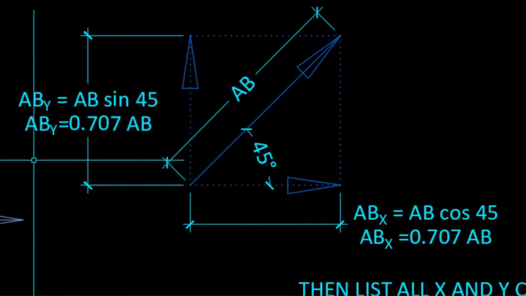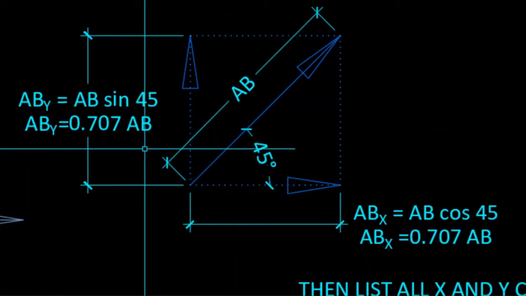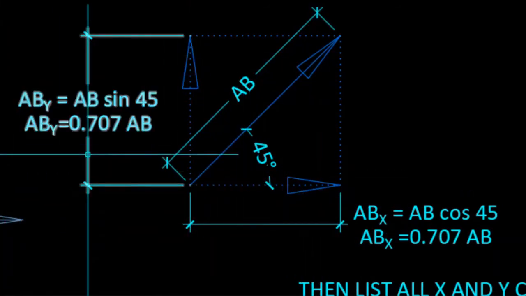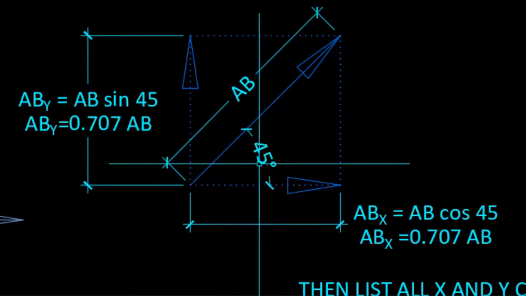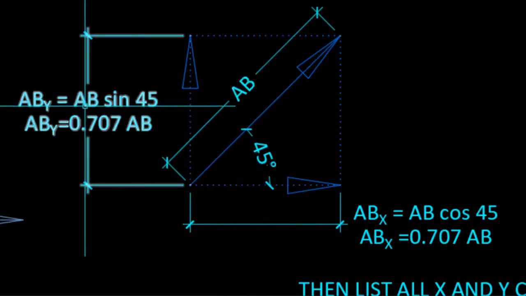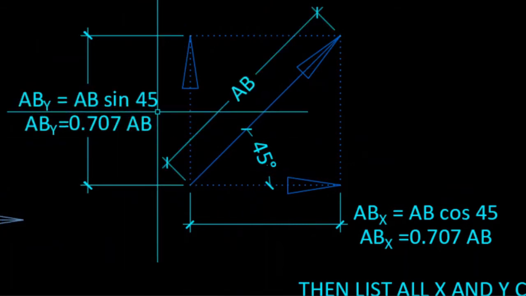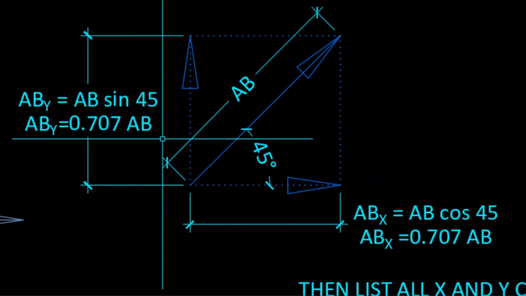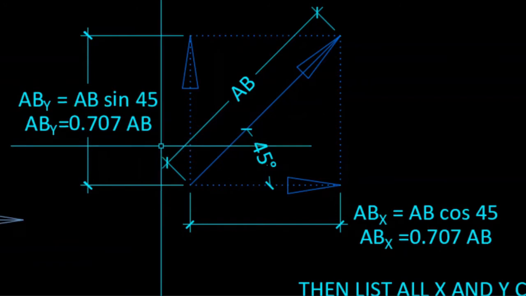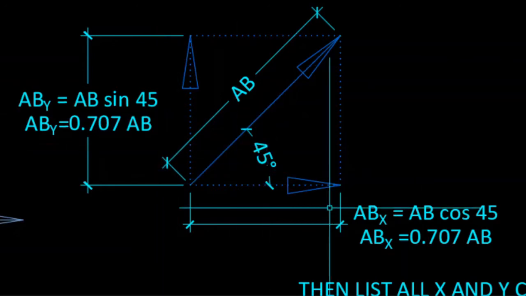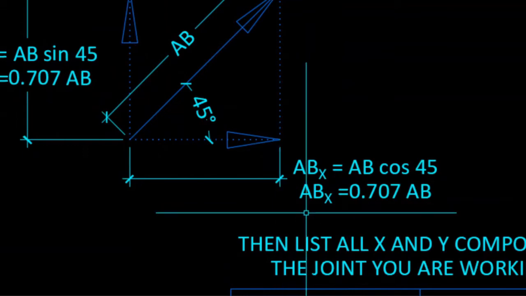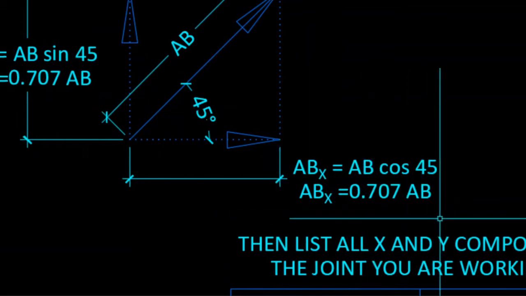We create functions to find the Fy and Fx components. For example, here this force is inclined at 45 degrees, so we will use force AB times the sine of 45 and compute the equation ABY is equal to 0.707 AB. And respectively, ABX will equal 0.707 AB.